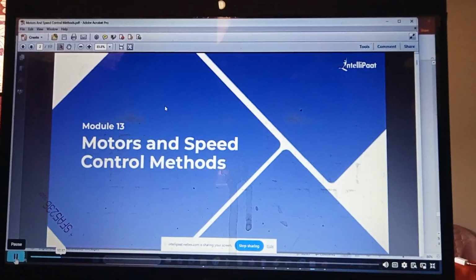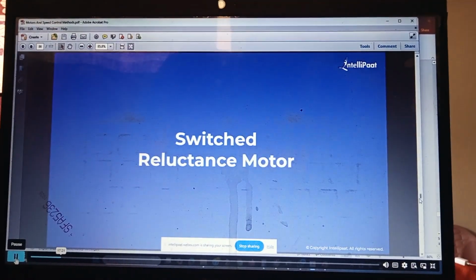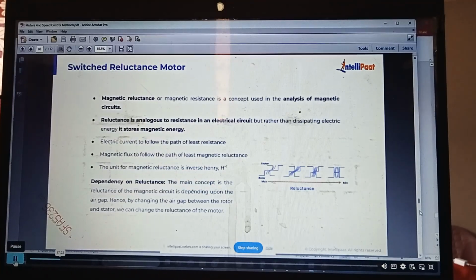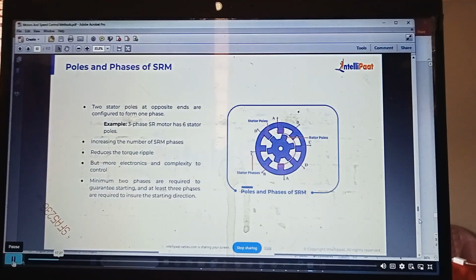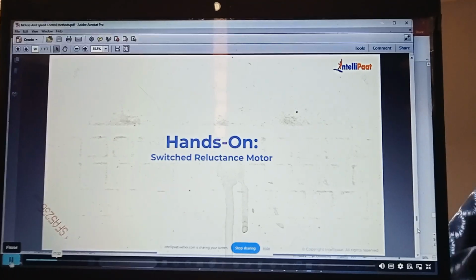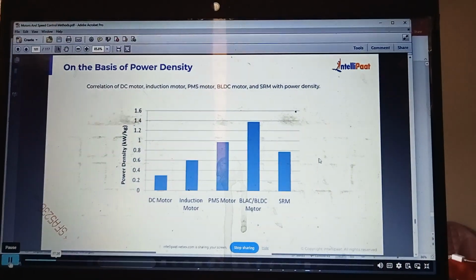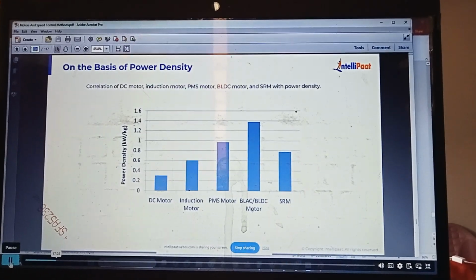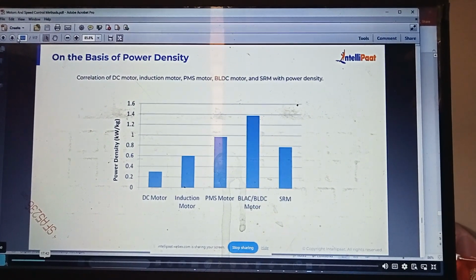Some comparison of the motors. So we are going straight away to that comparison part. Okay, so this is page number 101 in that PDF document provided by IntelliPet team.